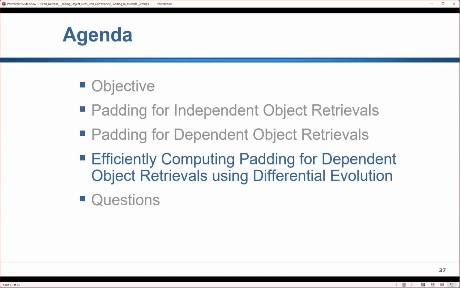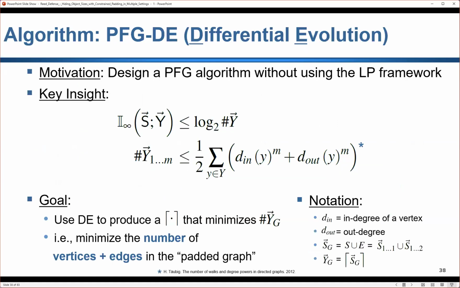That then brings us to the final setting that we consider here. We still consider the dependent object retrieval setting. But what we seek in this final portion of the dissertation is, can we perhaps leverage something other than a linear program for this setting, padding for graphs? So what we sought here was, perhaps can we leverage a derivative-free optimization technique for this setting? And we ended up leveraging differential evolution. I will explain in a couple slides from now why it was so well suited for this setting.